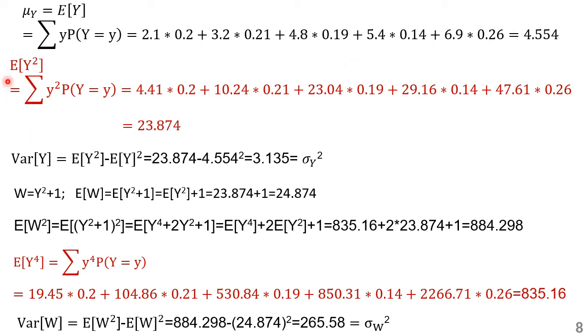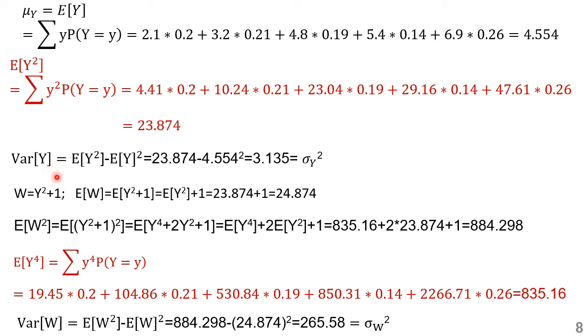Then expectation of y square is given by summation of y square times probability of y equal to y, which is 2.1 whole square into 0.2, 3.2 whole square into 0.21, 4.8 whole square into 0.19, 5.4 whole square into 0.14, 6.9 whole square into 0.26. That gives you 23.874. Knowing the value of E of y square and E of y, we can compute the variance of y.